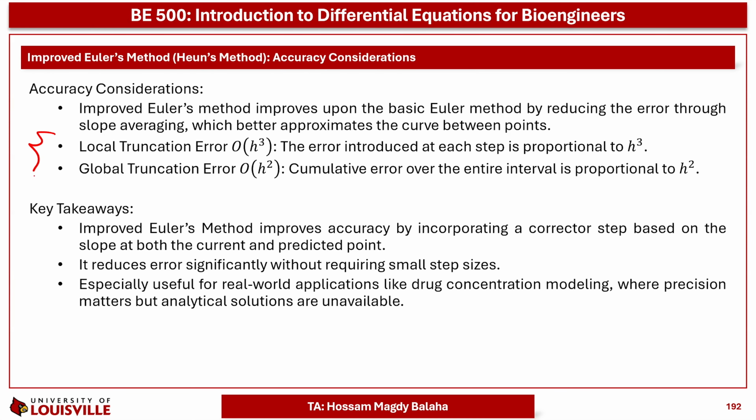For the LTE or the local truncation error, the error introduced at each step is proportional to h cubed, while the GTE or global truncation error is proportional to h squared. To compare between both methods, it's obvious that this method reduces the error significantly without requiring small step sizes. By that, we will improve the accuracy, as we implemented a corrector step between the current and the predicted points.